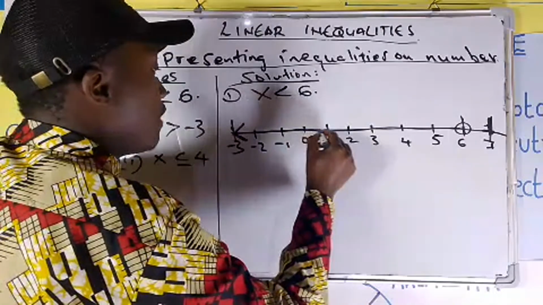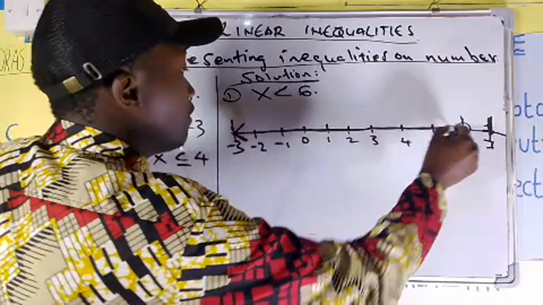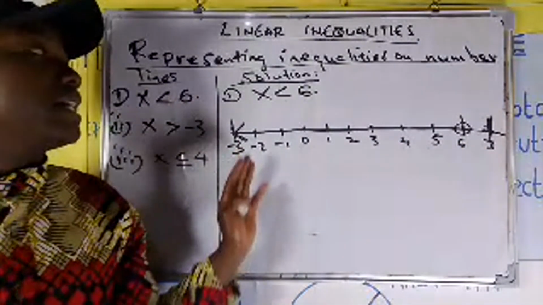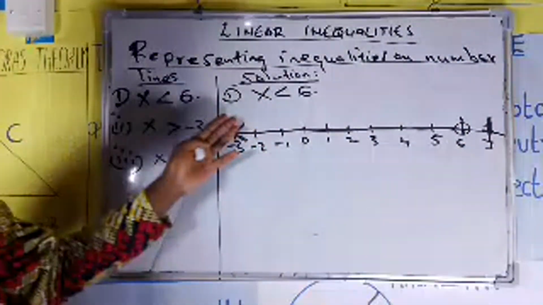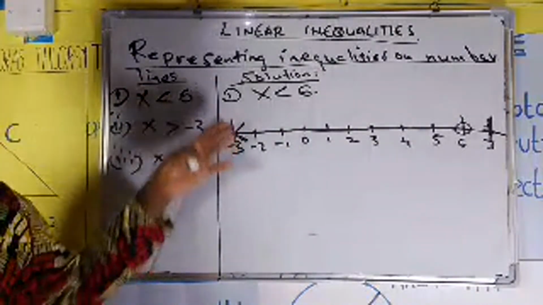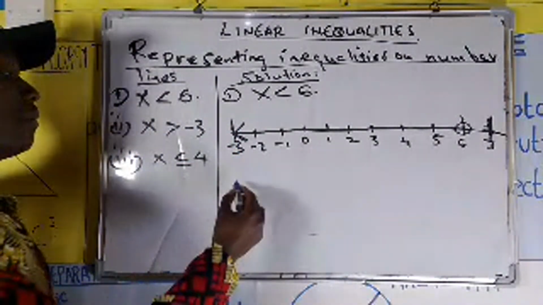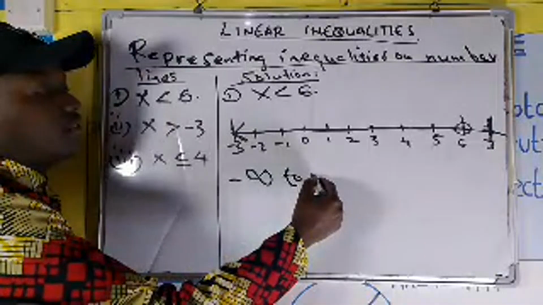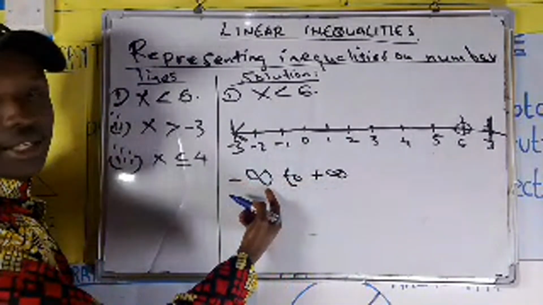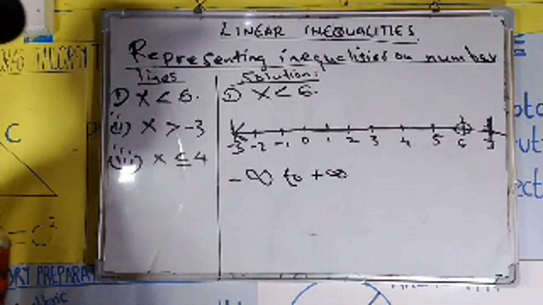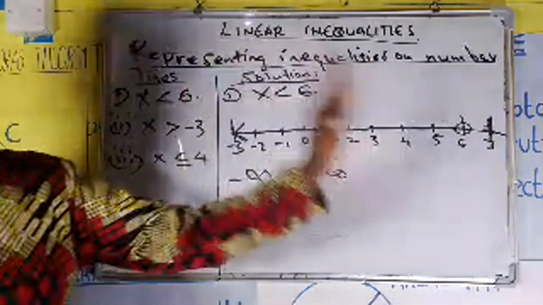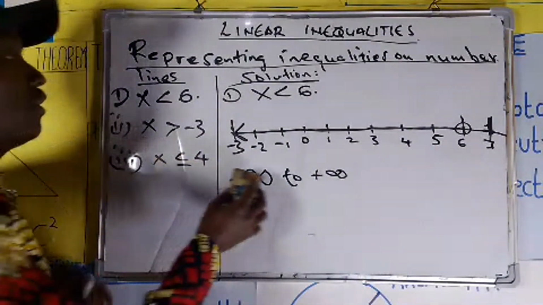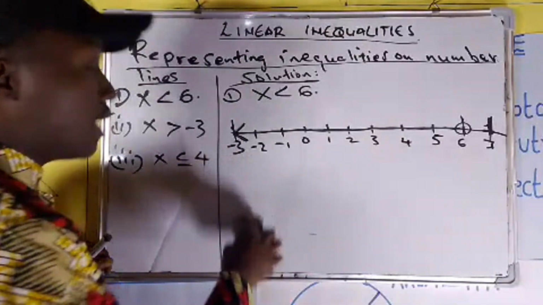That shows that all this value may represent... We are not specific, but all this value from 5 coming backwards may represent x is less than 6, up to negative infinity. Remember, numbers exist from negative infinity to positive infinity. Infinity means unknown. So that is the representation of x is less than 6.